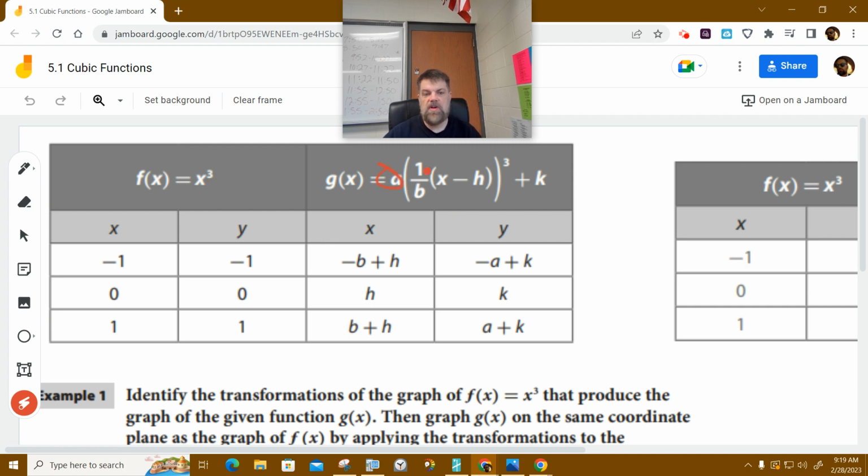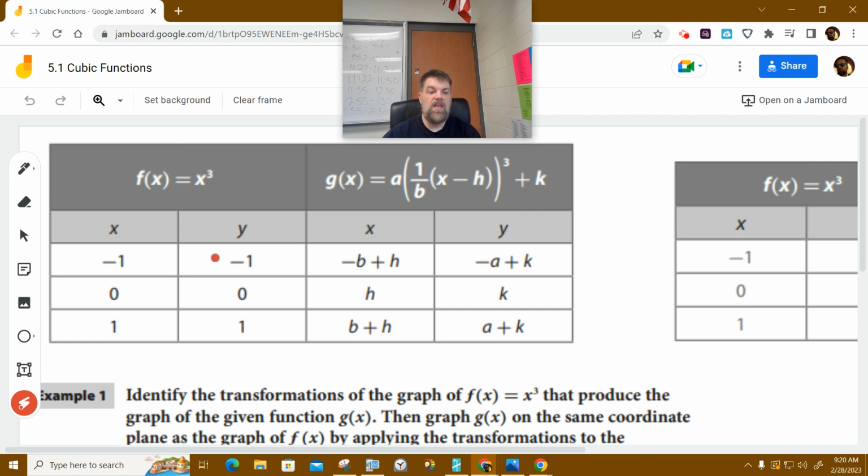And then all these transformations, a, b, h, k, either translate left to right, translate vertically up or down, compress or stretch horizontally. And then a can actually stretch or compress vertically. And if a is negative, it flips it, right? Do you guys remember that from all the other functions?